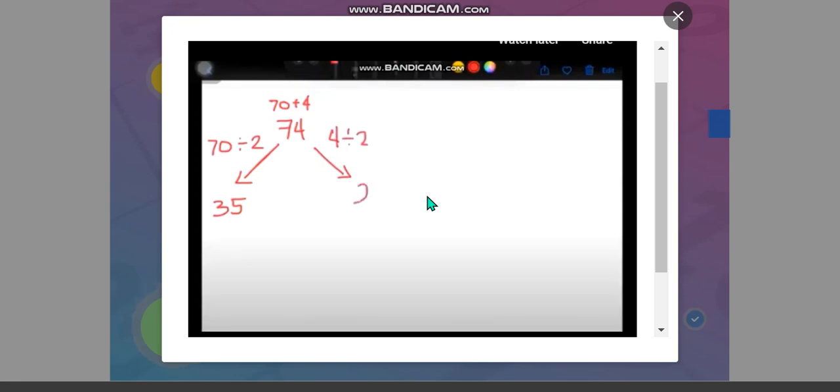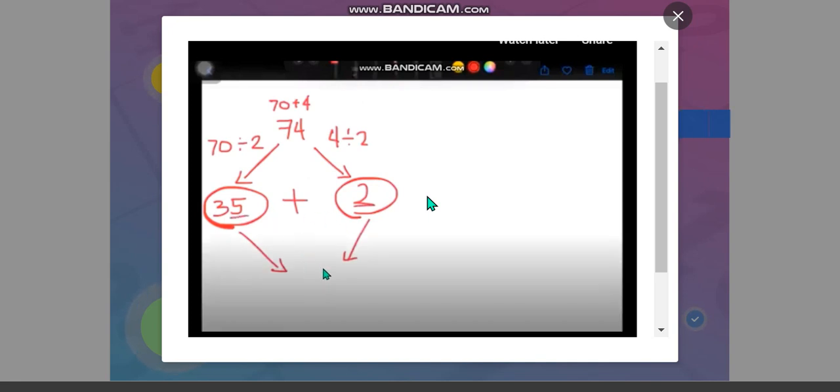Now our answer for division is called quotient. Now our quotients here are 35 and 2. So we are going to add our quotients, and the sum would be 37. Okay, so we are going to solve this using the inverse process.